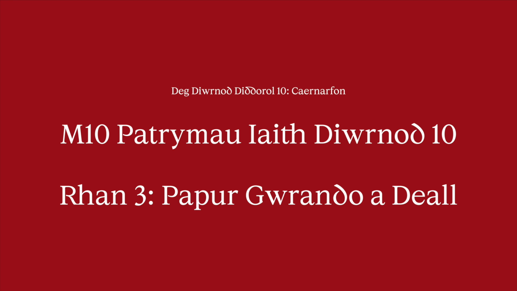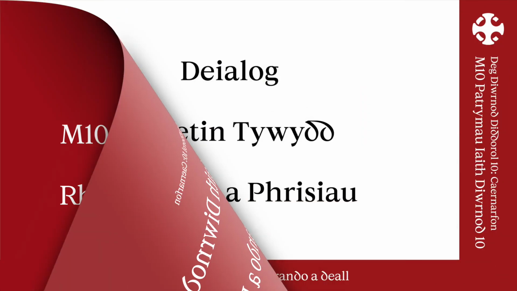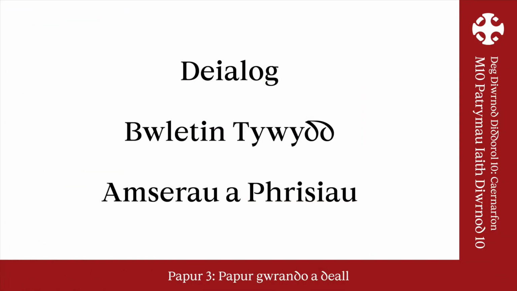Papur 3. Papur gwrando a deall. Hanner awr. Rhan 1. Dialogue. You will need to listen to the information and answer multiple choice questions about what was said. Rhan 2. Bulletin tywydd. You will need to listen to a weather forecast. You will have to fill in gaps and write sentences about the information in the bulletin.